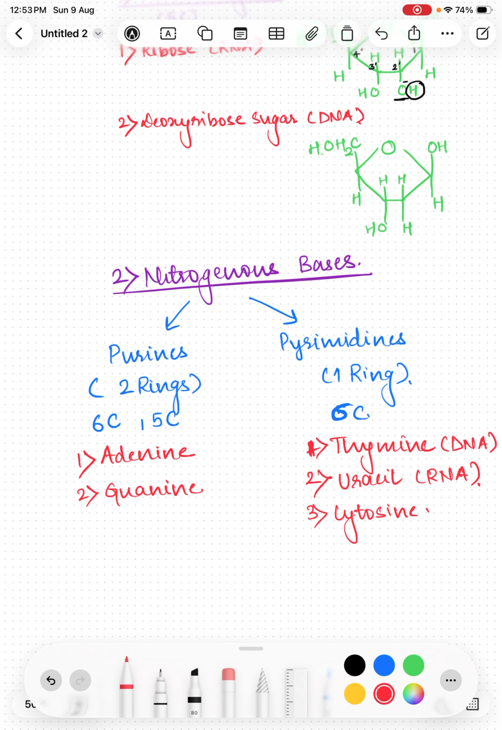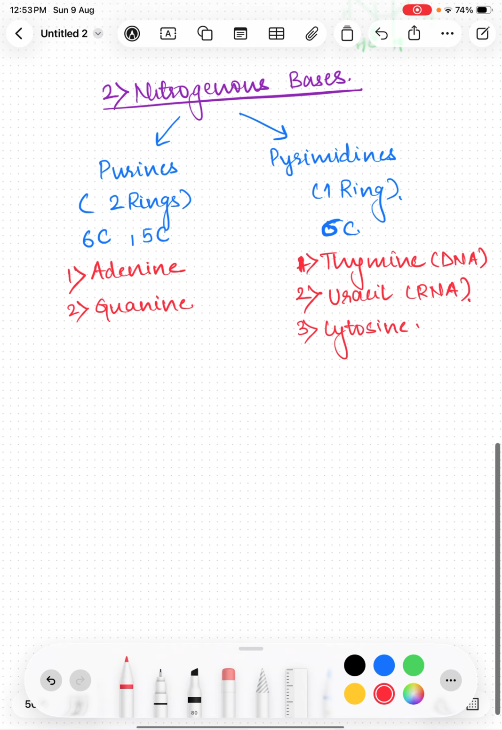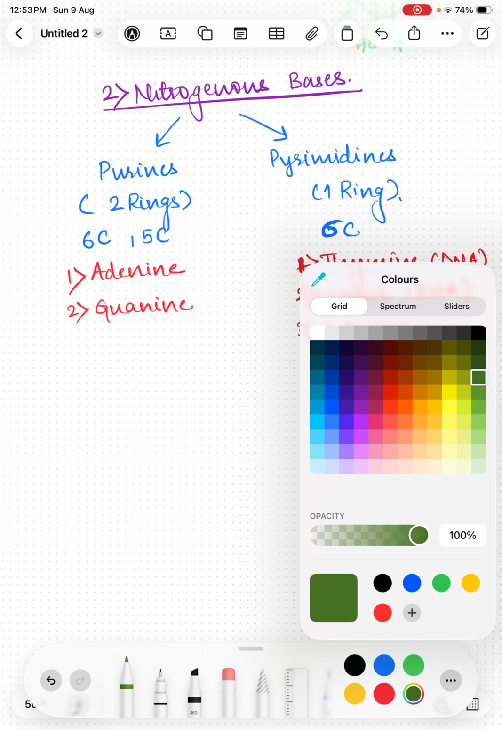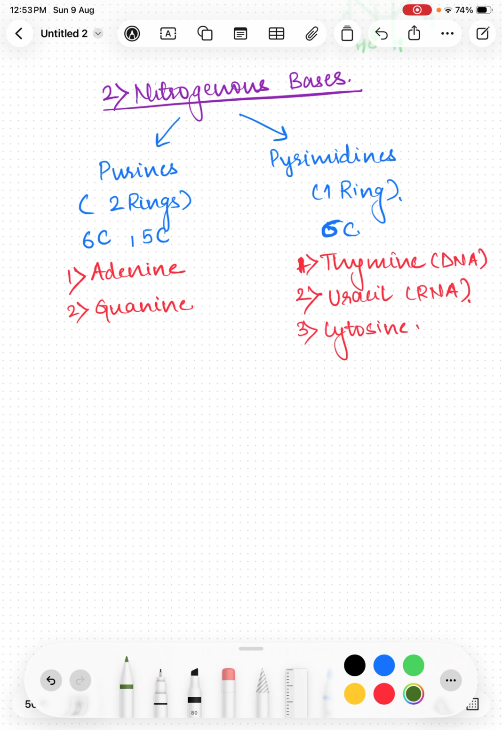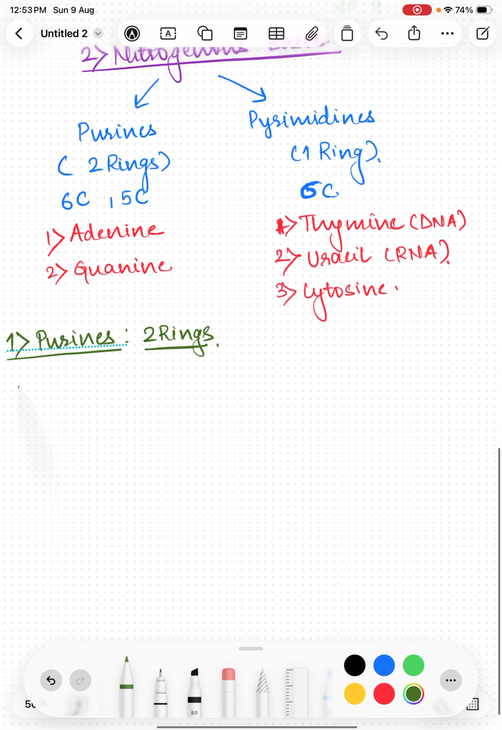Now let us see the structure of adenine, guanine, thymine, uracil and cytosine one by one. So first we will talk about purines. So purines consist of two rings. Okay. Now the basic structure of purine.